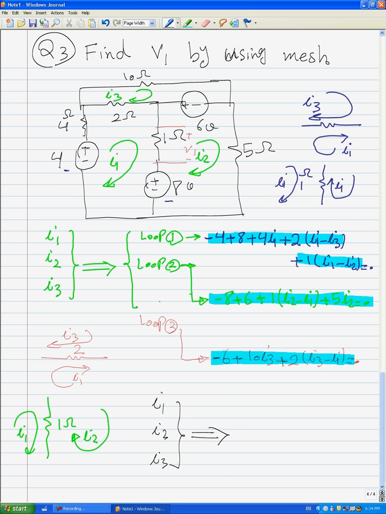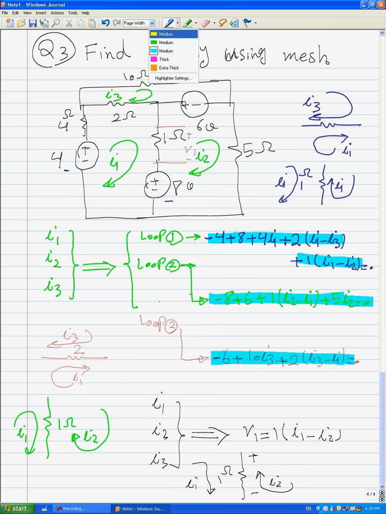How can we find V1? V1 is the voltage across the 1 ohm. For this positive and this negative, V1 should be 1 times I1 minus I2, because this is I1 and this is I2. For this positive and negative, V1 should be 1 times I1 minus I2.